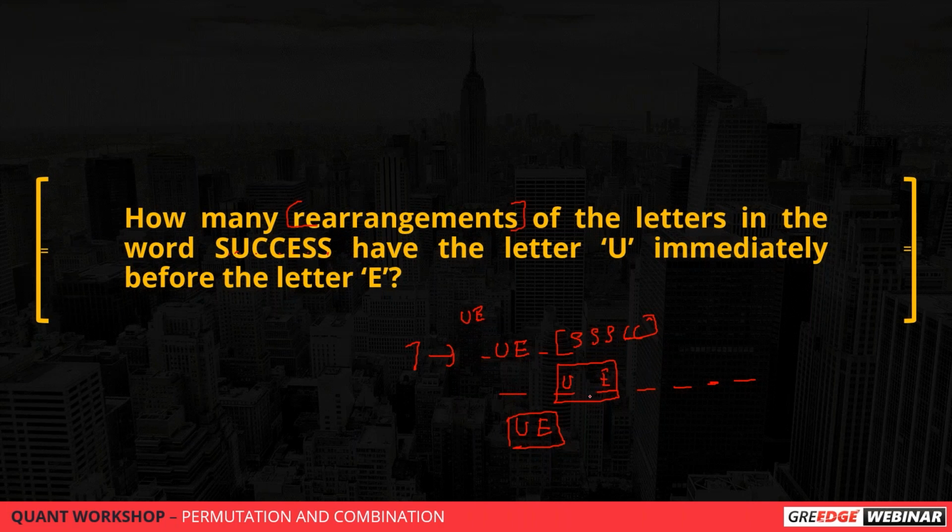So totally how many letters are there? For convenience, I'm just assuming UE as nothing but, say, A, because it is going to be a fixed arrangement. I'm going to consider it as A. So then I have to arrange like this: A, S, S, S, C, C. How many ways can this be arranged? This will give you the answer. 1, 2, 3, 4, 5, 6. So 6 letters for the arrangement.